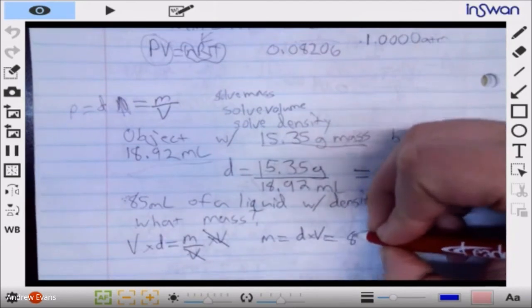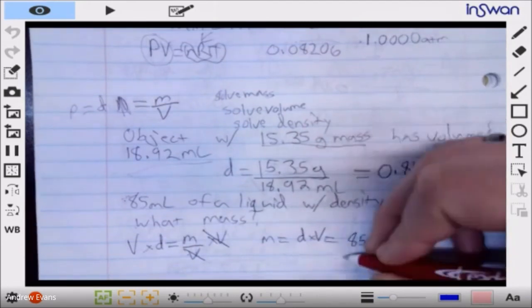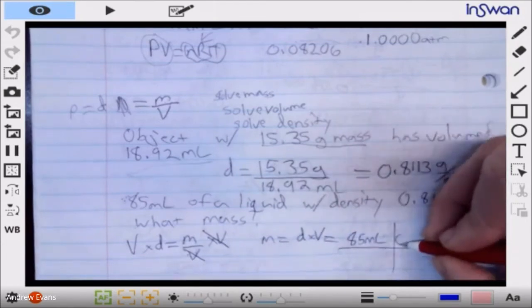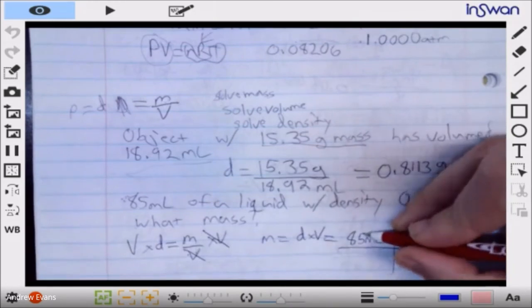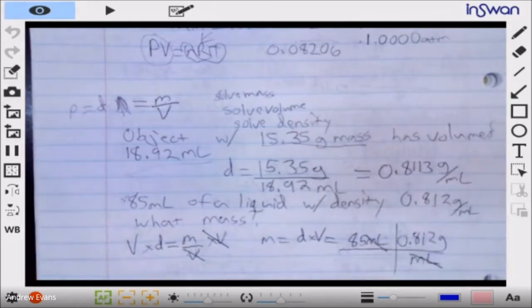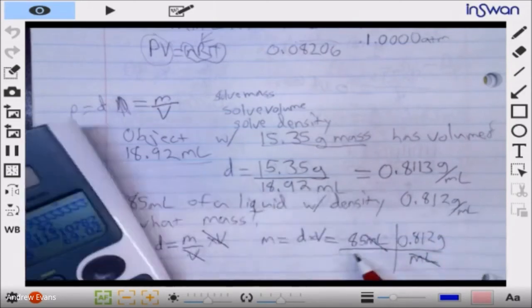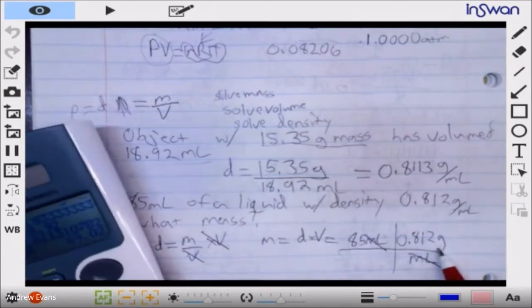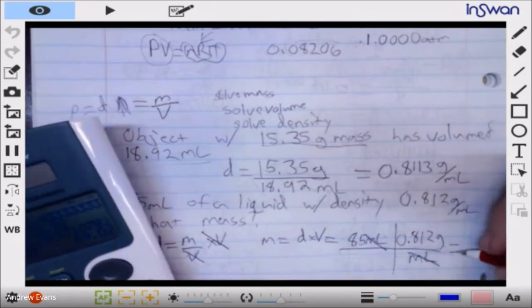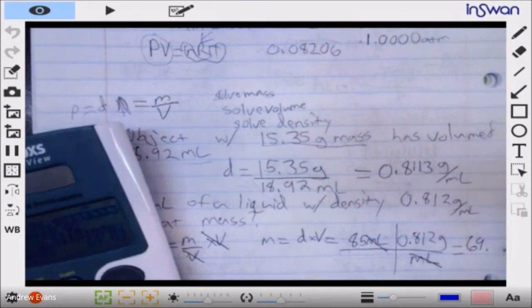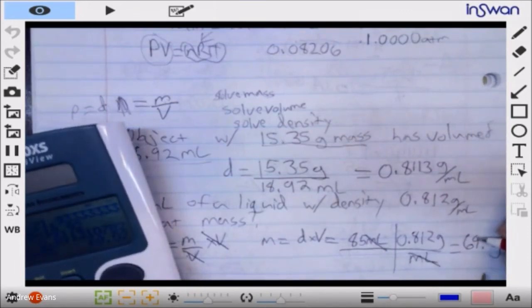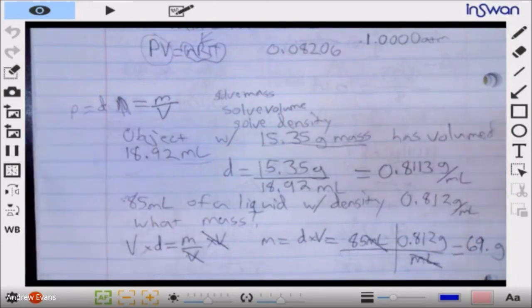Our volume is 85 mils. Our density is 0.812 grams per mil. Mils on top cancels with mils on bottom, leaving us units of grams. 0.812 times 85. Now we have 2 sig figs here and 3 sig figs here. My numbers should be reported as 2 significant figures. Even though my calculator says this should be 69.02, I can only report this as 69 grams.